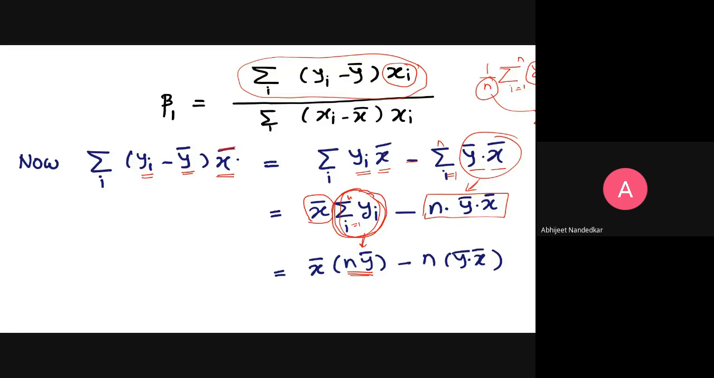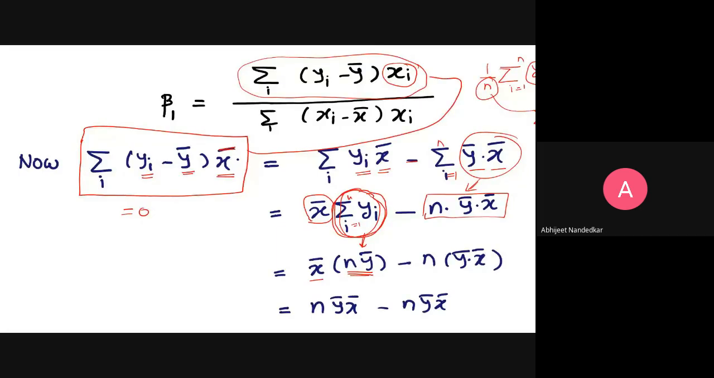Now what will be the total thing? So the total thing is x bar into n into y bar minus n into y bar x bar. So this is nothing but n into y bar x bar minus n into y bar x bar. So this is equal to 0 actually. So what is proved here is this quantity, this fact, in numerator as well as in denominator.